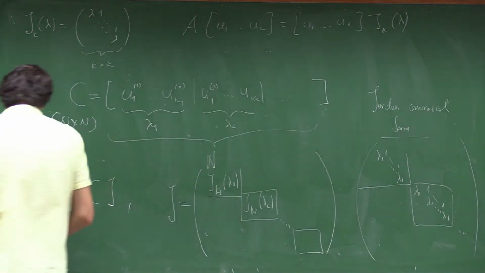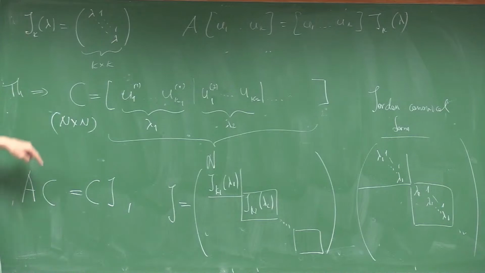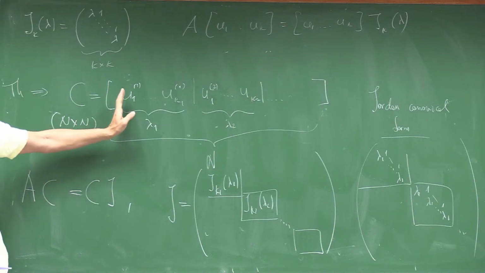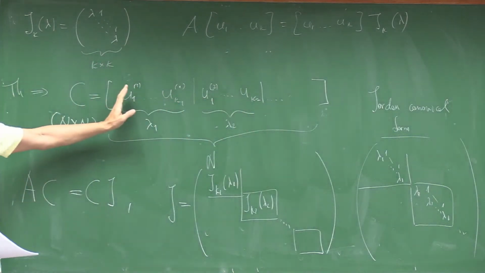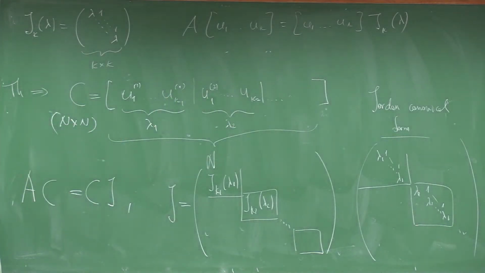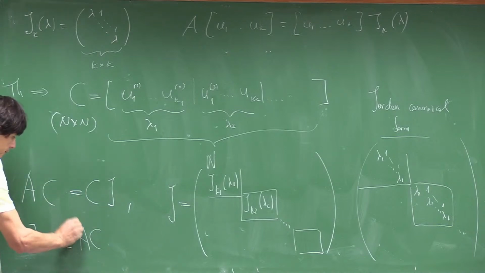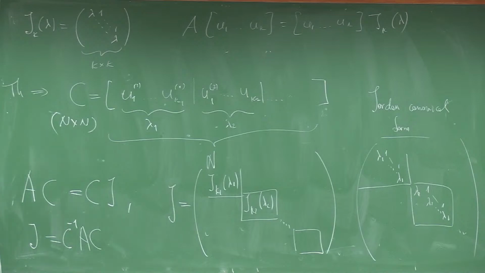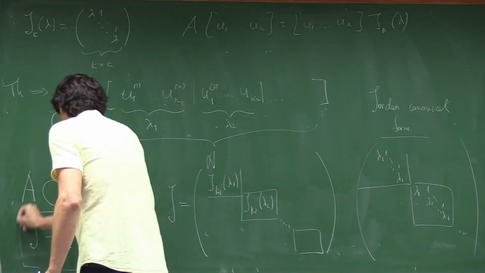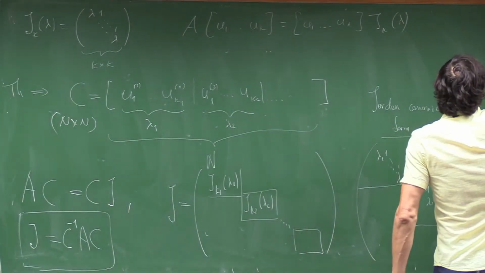Almost done. The only thing missing is that you see C is a matrix made of linearly independent eigenvectors. So C is a non-singular matrix. So what you can write is, let's flip it, put J on the left hand side. So it will be CJ equals AC. And now we move C to the other side. So that's the final expression.